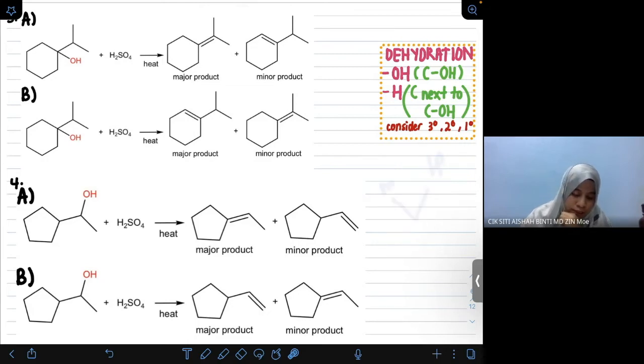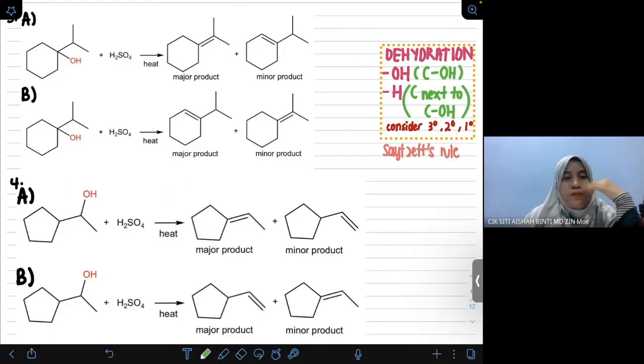Maksudnya dekat sini, this carbon. Macam kat sini, this carbon. Kita nampak ada 1, 2 bonds. So it means the carbon needs 4 bonds, so maknanya ada lagi 1, 2 hydrogen. Okay. So please consider it. Which one is the correct equation?